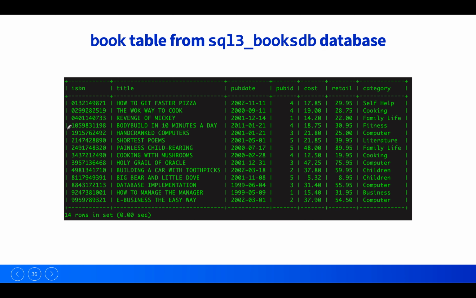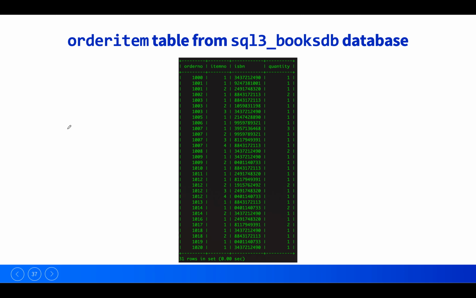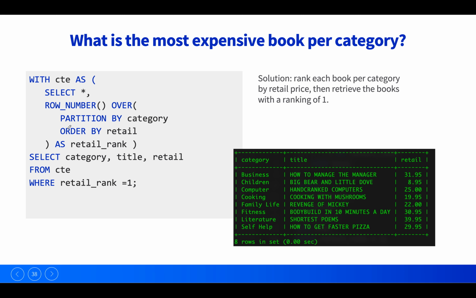So again, we will make use of the book table from the SQL 3 books database, as well as the order item table. Okay. So here, we have a question. What is the most expensive book by category? Okay. So this can be a bit difficult, right? Because we're trying to apply a categorization first before getting the most expensive book. Unlike before, where we just get the expensive book regardless of their category, right?